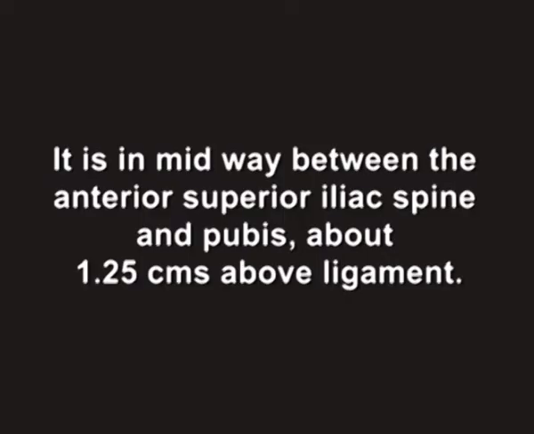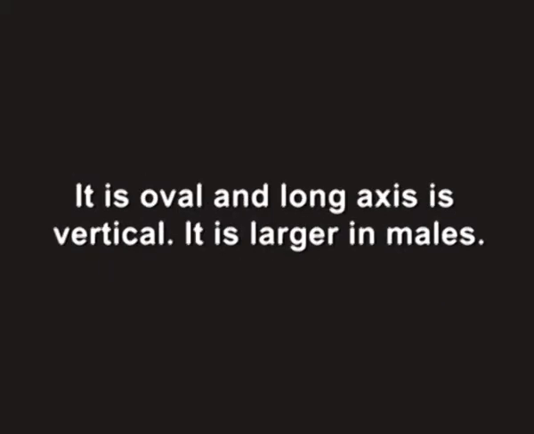Deep inguinal ring. It is situated in the transversalis fascia. It is midway between the anterior superior iliac spine and pubis, about 1.25 centimeters above ligament. It is oval and long. Axis is vertical. It is larger in males.